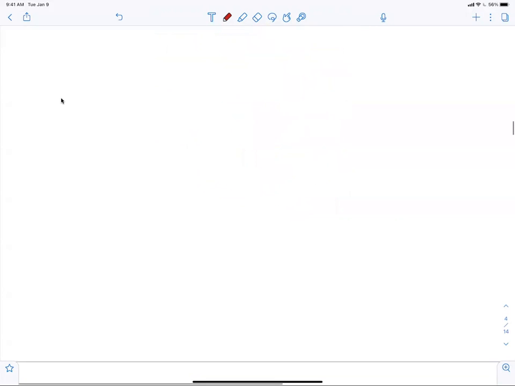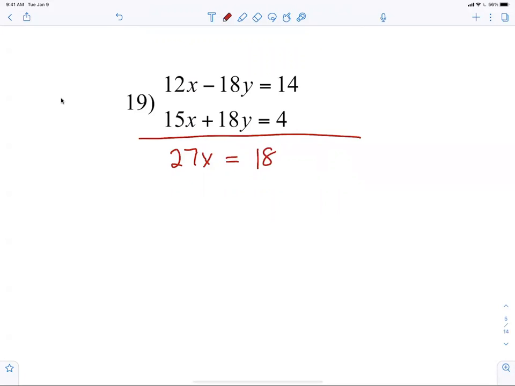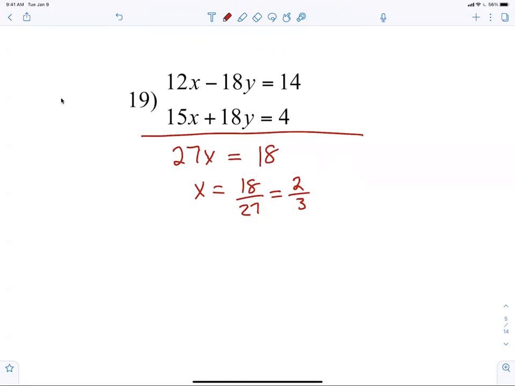All right. Here we go. 19. Again, what do we have here? So we have 27x equals what? 18. Okay. So now x equals 18 over 27, which is the same as 2/3. Doesn't always have to work out to be a perfect number, a whole number. You can have fractions. Anybody have any questions with x being 2/3?